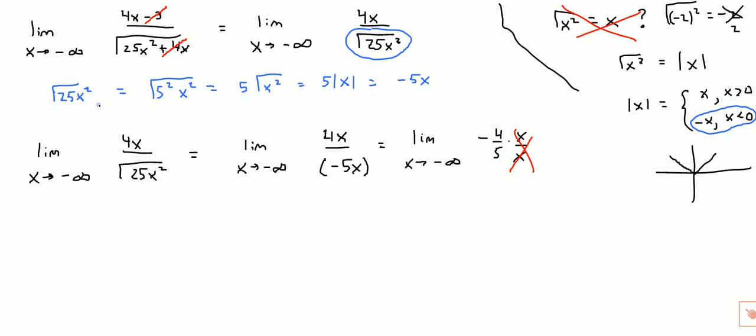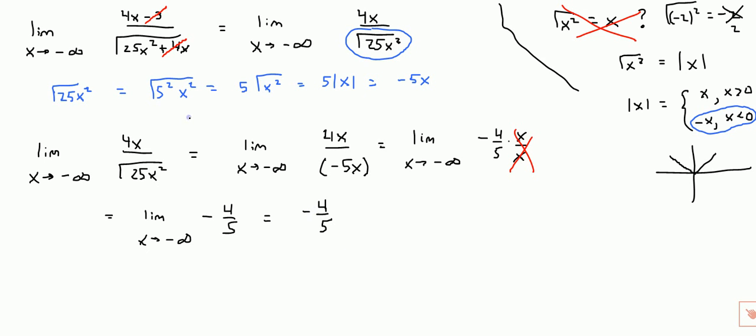So we are left with the limit as x approaches negative infinity of negative 4 over 5. There's no x in that expression. So what is that limit equal to? It's just equal to negative 4/5. And that's the answer. So this complicated function, as x approaches negative infinity, approaches negative 4/5.